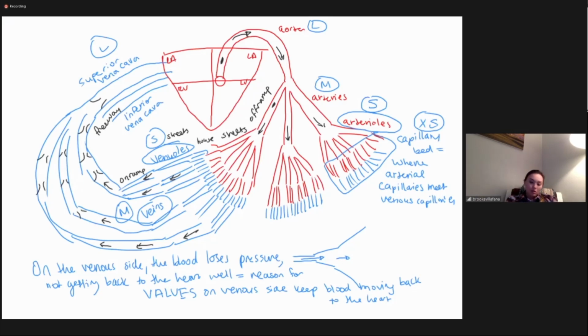Let's look at one of these valves. So here's your blood. It's making its way up, right? And your heart is busy beating, trying to pump it back up to the heart.